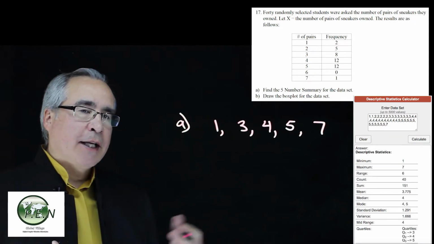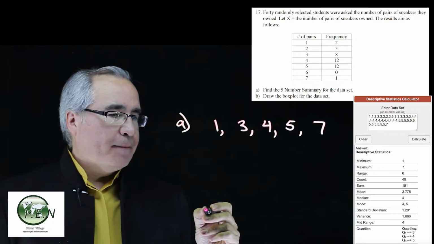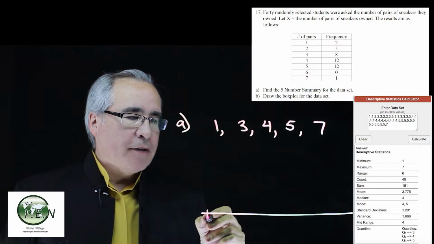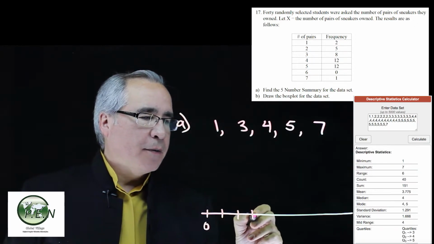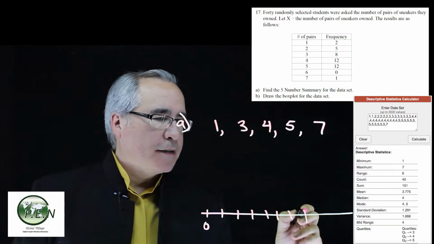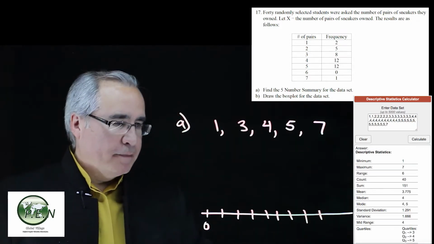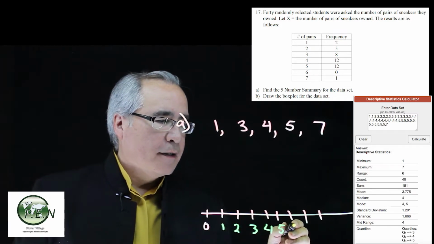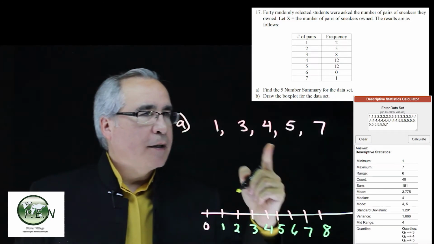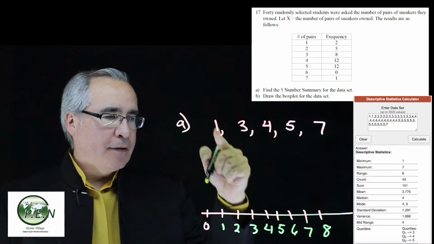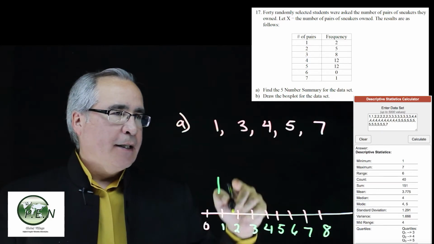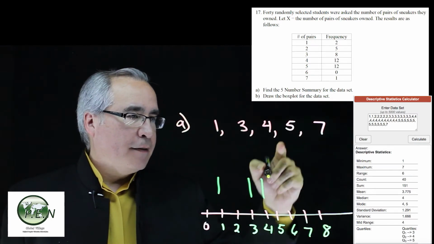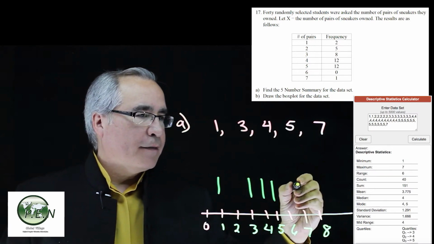From there, they want us to make a box and whisker plot. So I'll do a number line where I list the numbers, and we'll start at 0, 1, 2, 3, 4, 5, 6, 7, 8, thinking that they're all equally laid out. Then I'm going to put a line down over each of these: the minimum value gets a line, 3 gets a line, 4 gets a line, 5 gets a line, and then there's a line at 7.